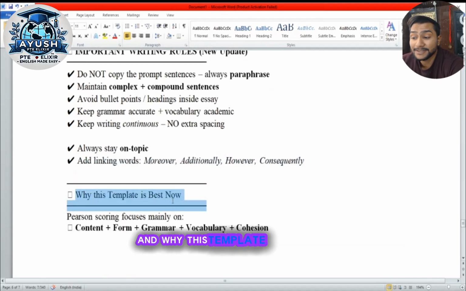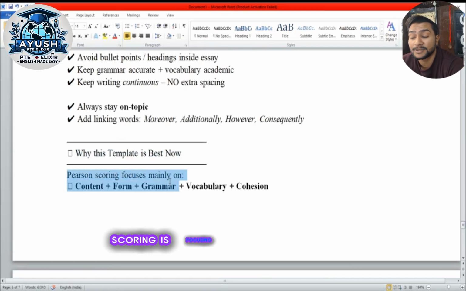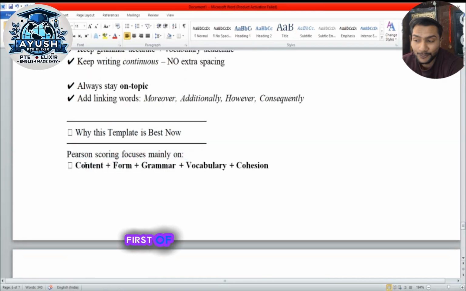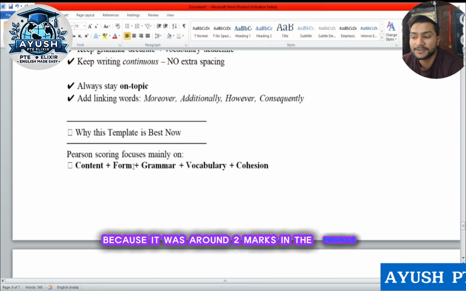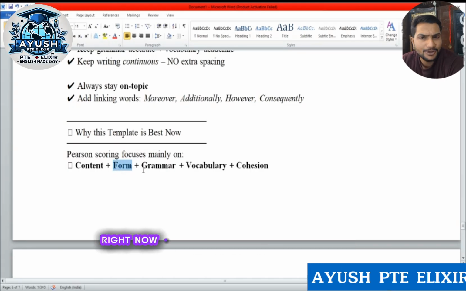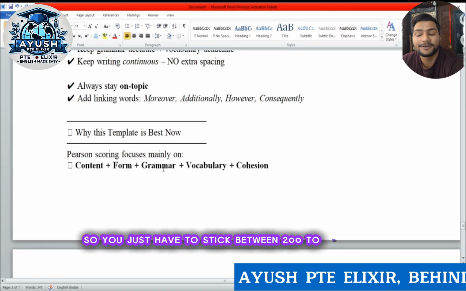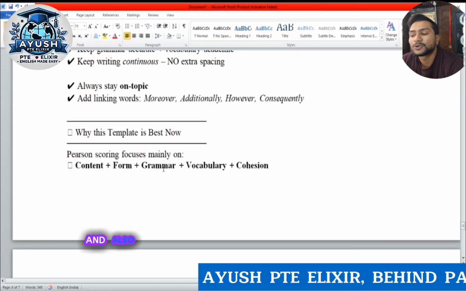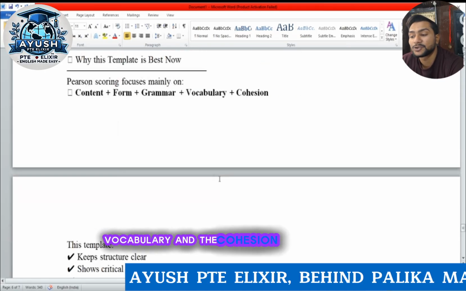And why this template is best now and why you can use it, is because Pearson scoring focuses mainly on the content. First of all, the form that you are writing in, because it was around 2 marks in the previous exams as well, before 7th August 2025. Right now it is also 2 marks. So you just have to stick between 200 to 300 words, and use the 4-paragraph essay, then grammar, vocabulary, and cohesion should be the same.